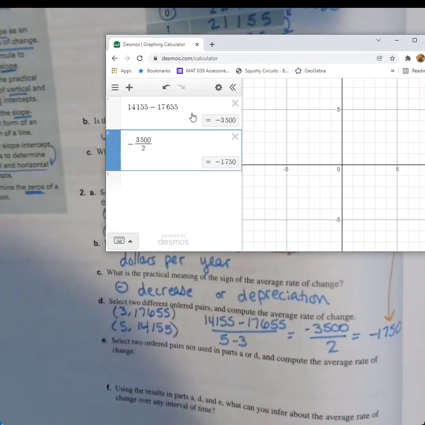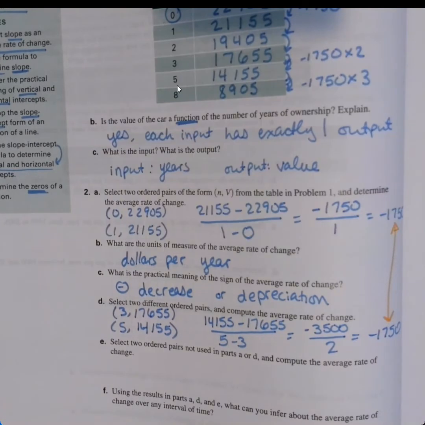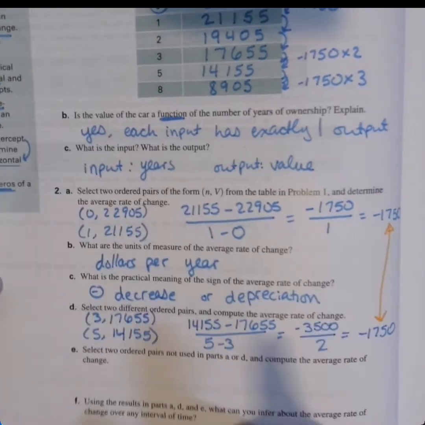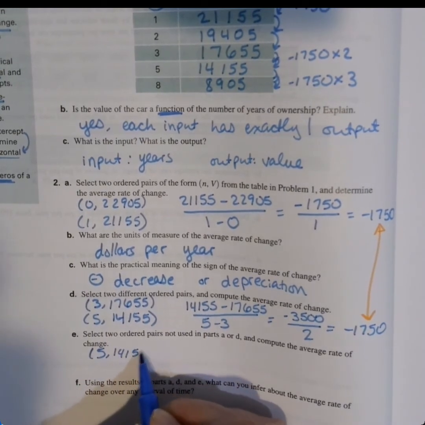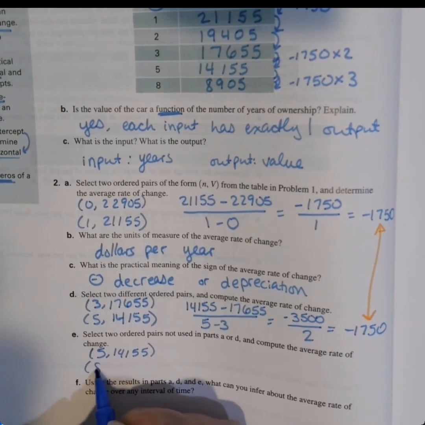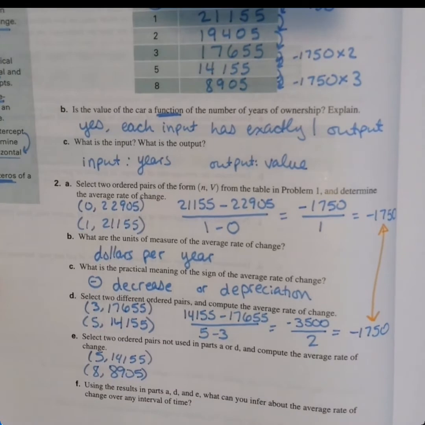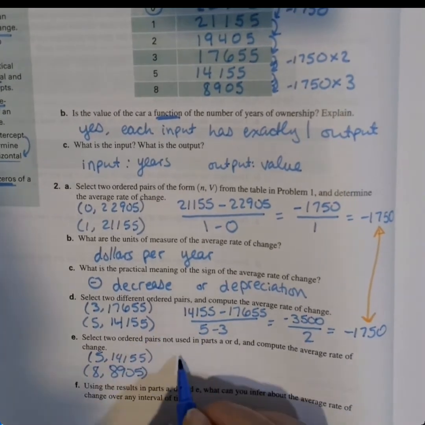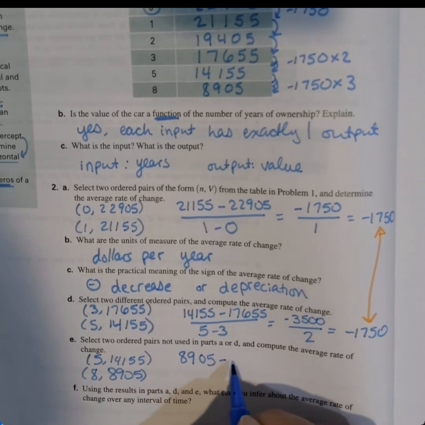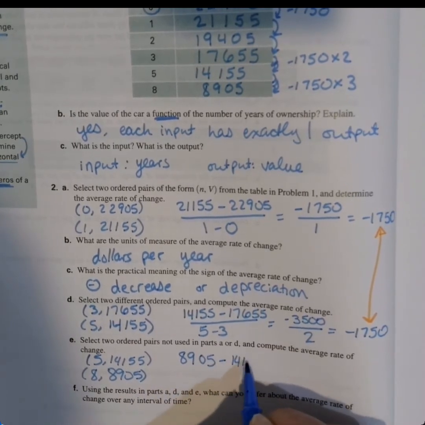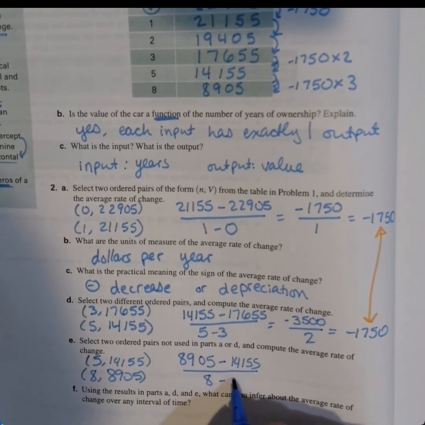We're going to pick another set of ordered pairs. You can choose any of the ordered pairs that you want. I'm going to choose the bottom two. So I'm going to choose 5, 14,155. And I'm going to choose 8, 8,905. So we skipped over a couple of years. We're going to compute the average rate of change here. Final output, 8,905, minus initial output of 14,155 over final input 8 minus initial input of 5.